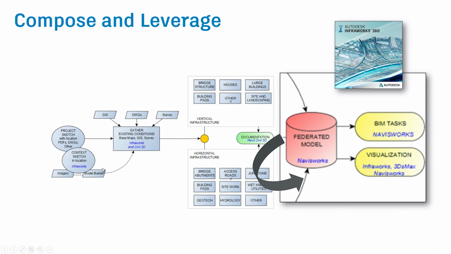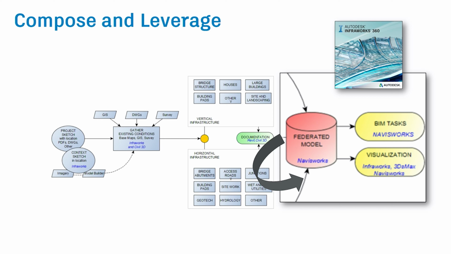All right, and then see, we worked our way from left to right across the composition, across our process chart, and now we're kind of at the end. And the federated model, once we start to compose this model, then we can leverage it for lots of BIM tasks. We're not here to show you those BIM tasks, but what are some BIM tasks that are typical that you would do with the model?